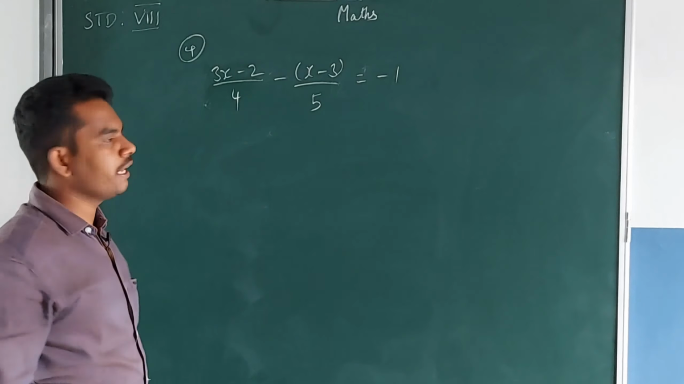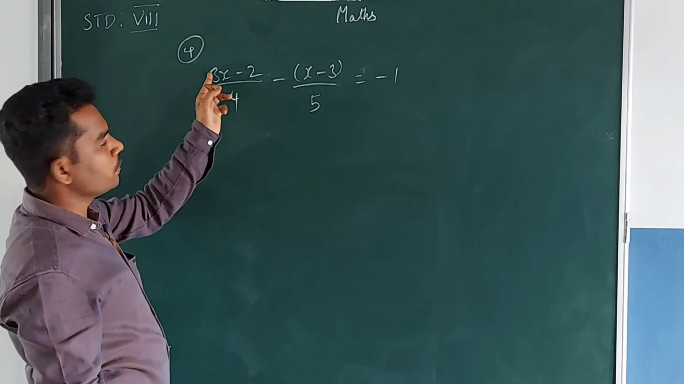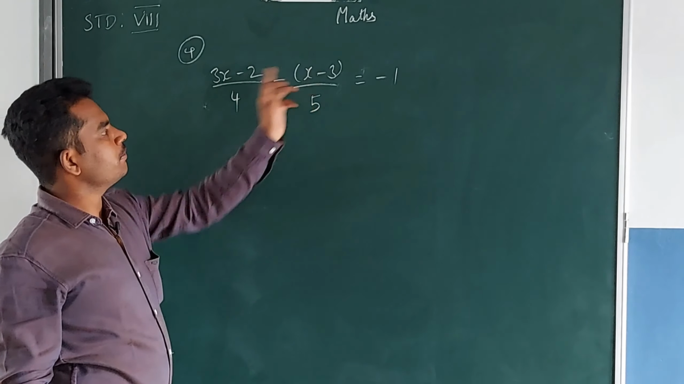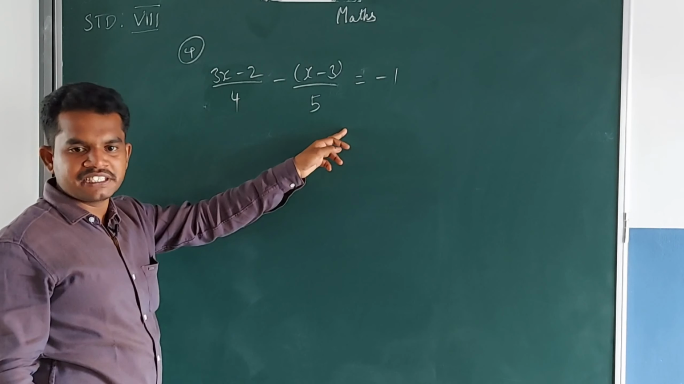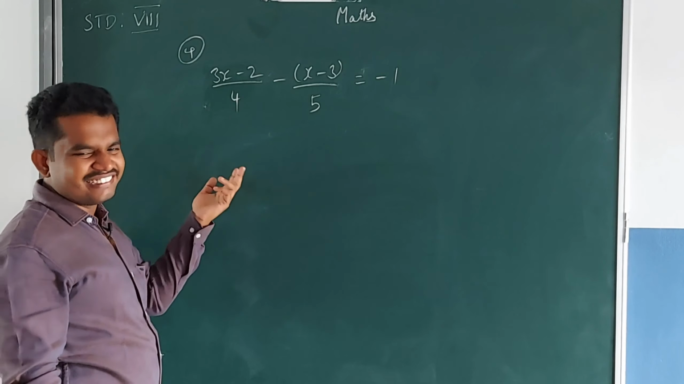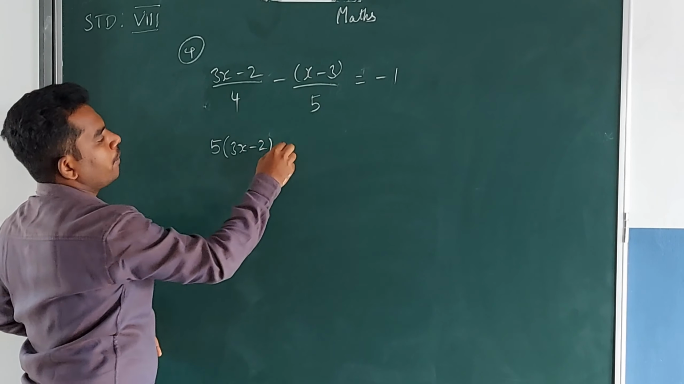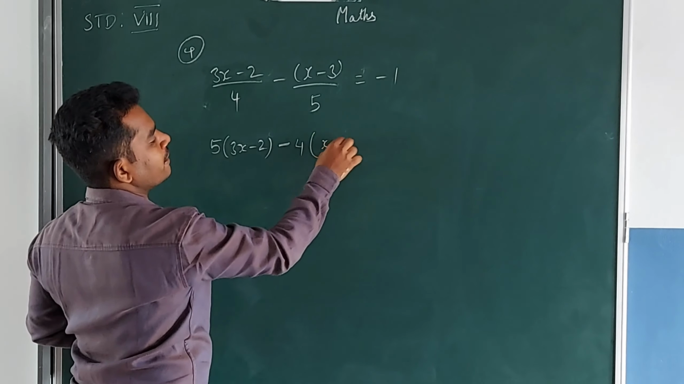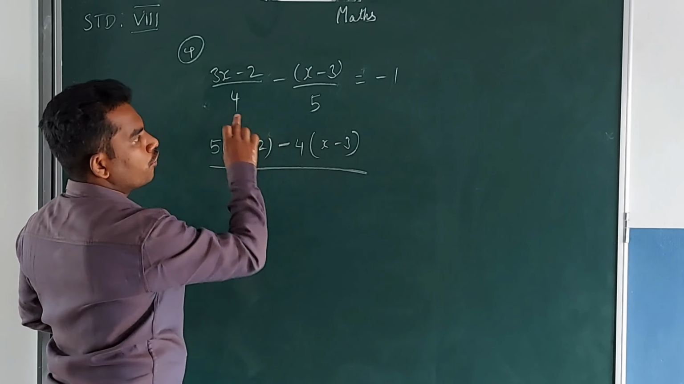4 5s are 20. So, in the translation method, 5 into this term or 4 into this term and next 4 into 5, cross multiplication or LCM. Both the methods are easy only. Okay, so I use cross multiplication. 5 into (3x minus 2), minus 4 into (x minus 3), divided by 4 into 5.